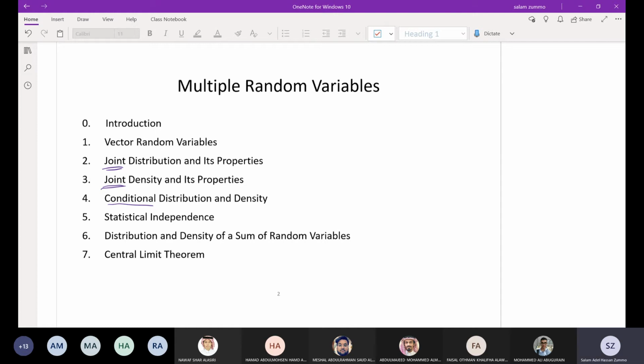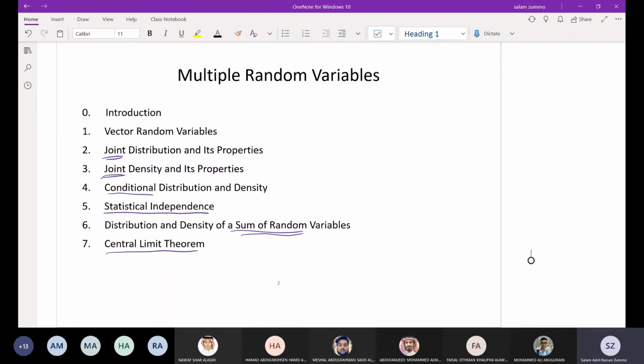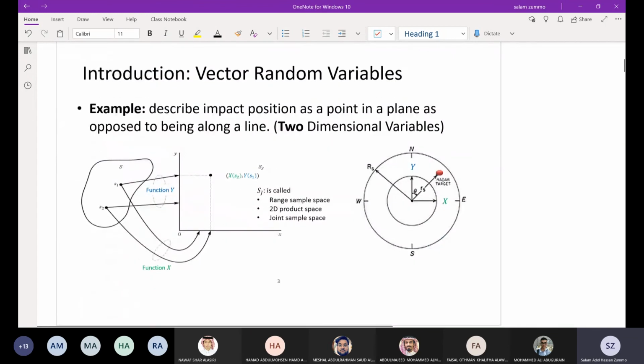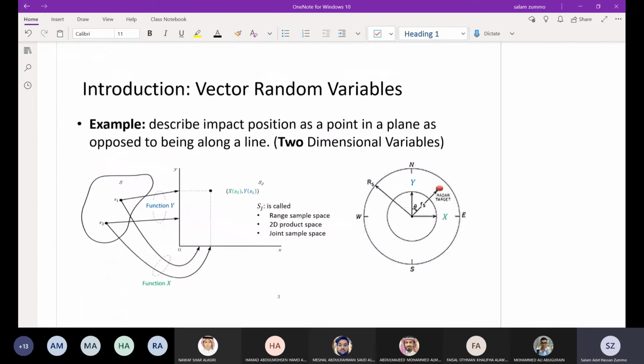And we'll define what we mean by statistical independence, which is a very important and powerful phenomenon. We need to understand it. And then we'll talk about the distribution and density function when we have a sum of random variables. And then we'll end up with what we call the central limit theorem. Okay, so most of these will not make sense to you now. However, as we go, inshallah, it will be clear.